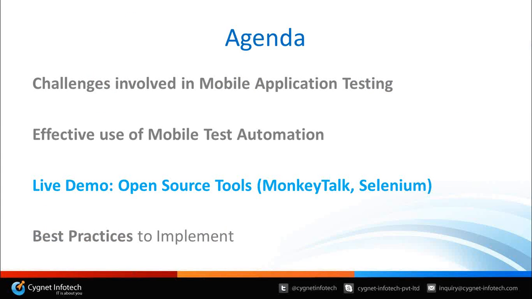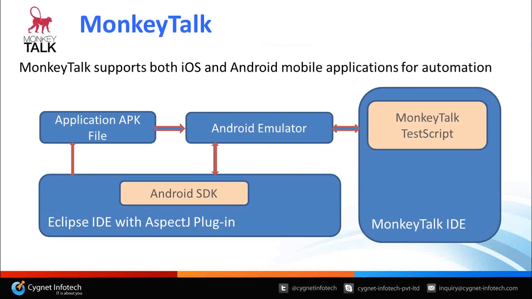Moving forward, now we come into an interesting part of our presentation, a live demo of an open source tool. Let's talk about MonkeyTalk, and I'll give you a brief introduction about what MonkeyTalk is. MonkeyTalk is basically an open source mobile test automation tool that supports both iOS and Android platforms as of right now. And if you look at the screen, this is the setup that it utilizes to run the test scripts on mobile emulators.